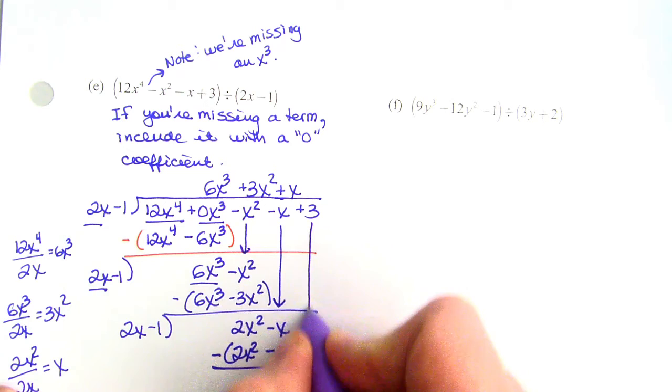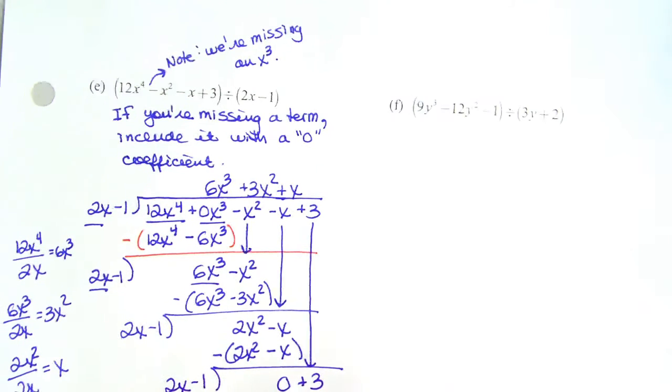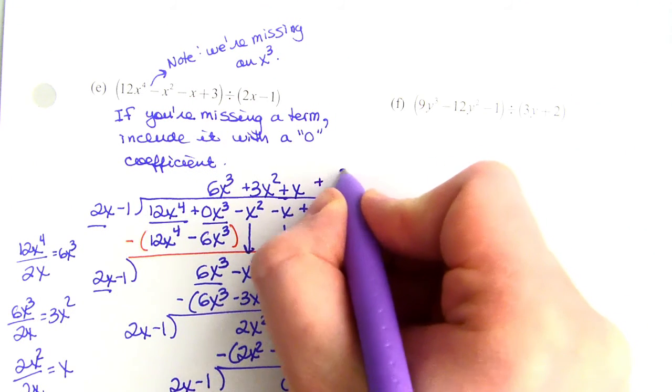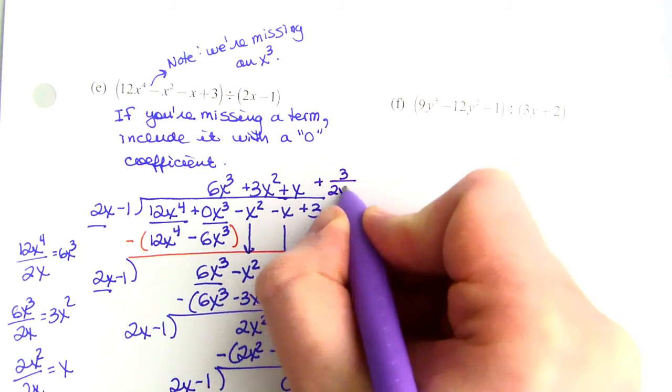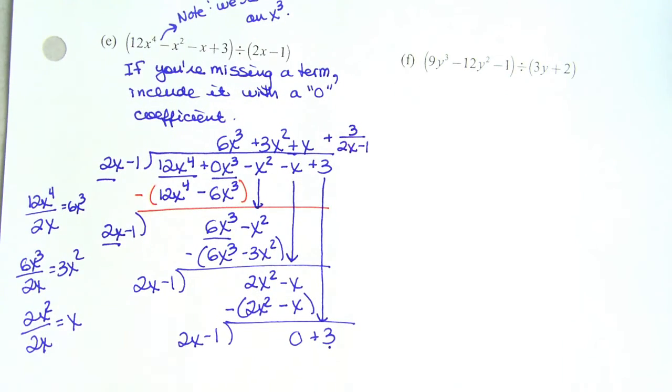I still have something to bring down. However, you can't do any more division. You can't do 3 over 2x. That won't give you anything. I'm done, and I have my remainder. My remainder is going to be plus 3 over 2x minus 1. Whoops, yeah. See if you can do F on your own.